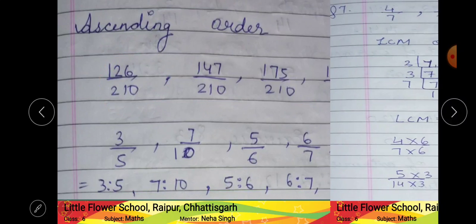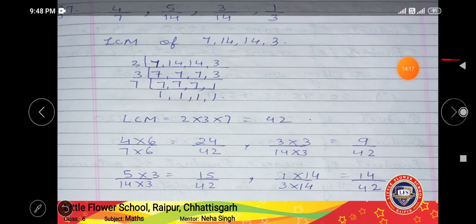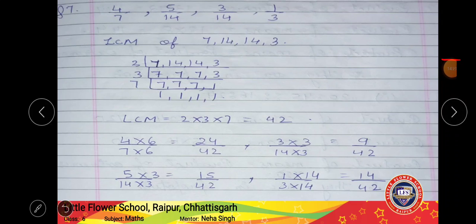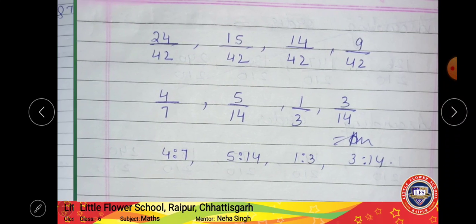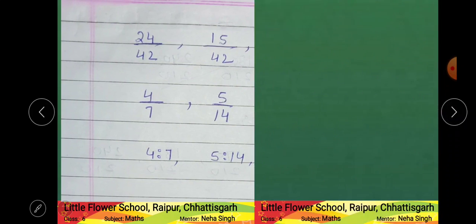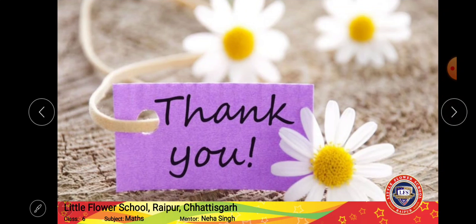Okay. The last question, and this you need to arrange in the descending order. Steps are the same, right? Finding the LCM, that is 42. Then we'll convert it into equivalent fractions. And then what we'll do? We'll arrange the numbers from big to small, since descending order means big to small. Right? So here we conclude the exercise 8.2.